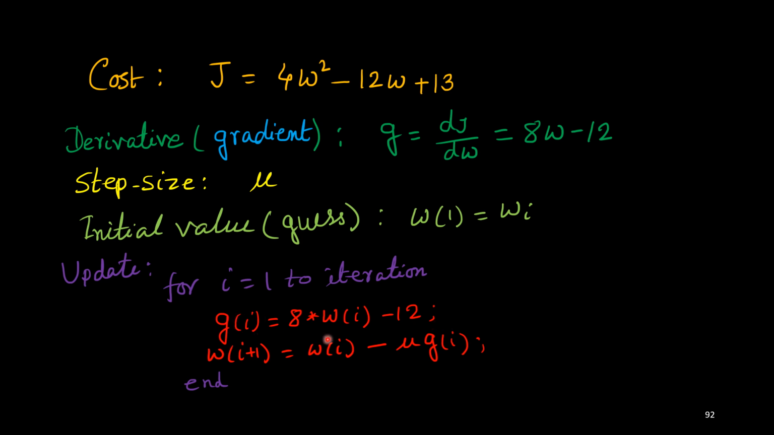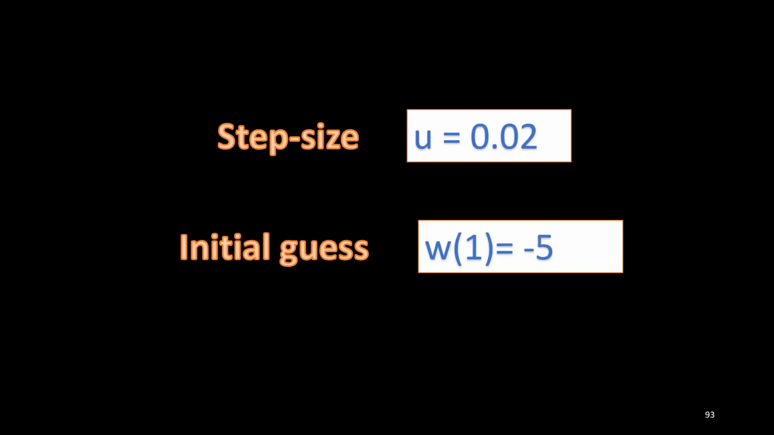Once we obtain the gradient value, we can modify our position. w of i will be modified to w of i minus the gradient, with some step size mu, into g of i. That is your w of i plus 1. So this is the code only. Now I'll show you the simulation result. First, I'll consider the step size 0.02, and the initial guess is minus 5. This is our initial position.